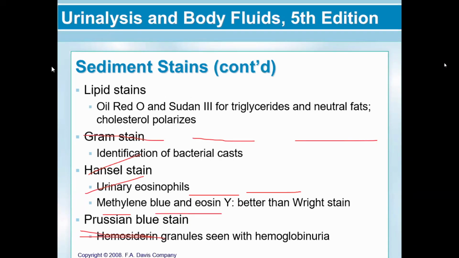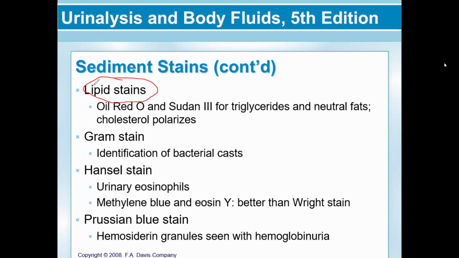okay, so we have here the different stains for our sediments. We have your lipid stains, okay? The most common for urine are your Oil Red O and your Sudan III. These are your lipid stains, and what is the principle of their staining? It's based on their solubility in lipids. So they can stain our lipids because they're soluble in fats or lipids. Okay? So that enables them to stain our lipids.